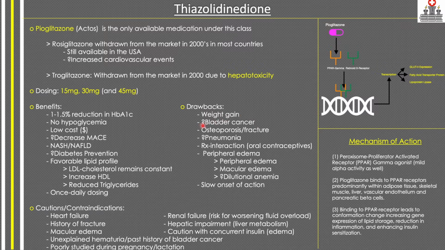Now, I've put a question mark in front of bladder cancer because the evidence is very mixed. Some studies demonstrate there's an increased risk of bladder cancer. Some demonstrate there's no increased risk. We really don't know at the end of the day. So in someone with a past history of bladder cancer, in someone who's presenting with unexplained blood in the urine, known as hematuria, it would be inappropriate to prescribe this medication.